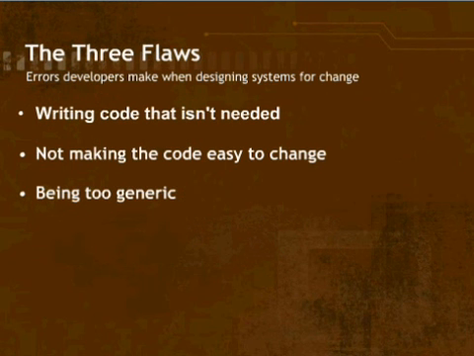And in particular, there are 3 major mistakes that developers make when they are trying to design systems that cope with change. The first is writing code that isn't needed. People think, I think that something will be needed in the future, so I'm going to write it now. There's a principle from extreme programming called "you ain't gonna need it." It's not actually that you ain't gonna need it, it's that you don't know exactly how that needs to be structured yet.